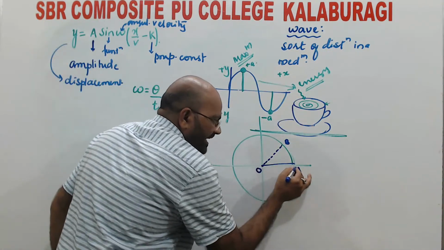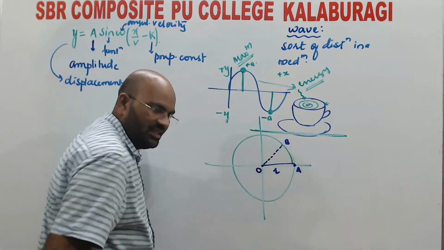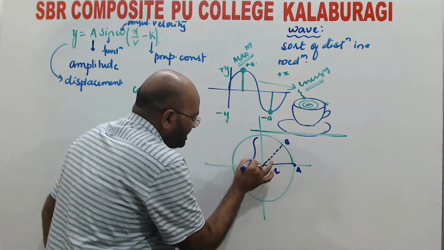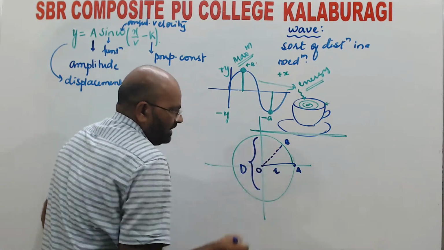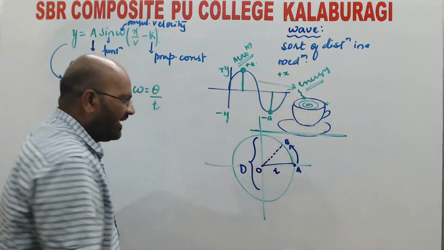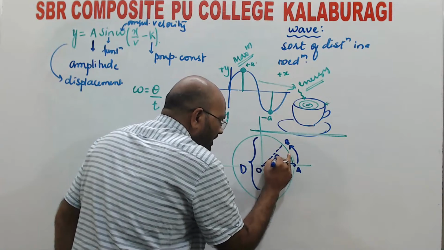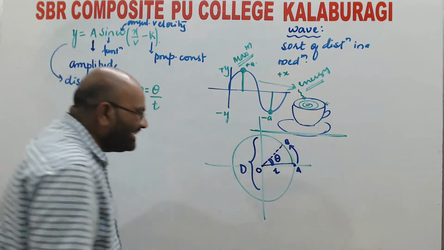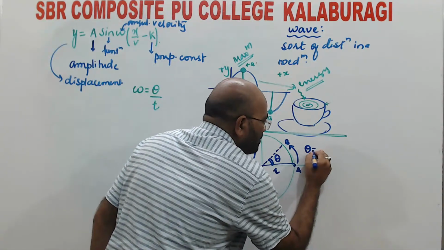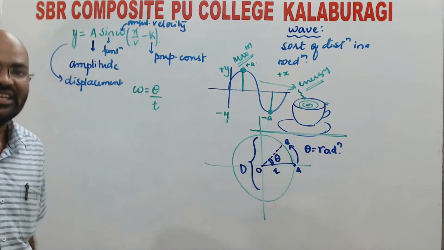The particle starts its journey from the point A. This is what we call a radius. This is also a radius. And this completely is what we call a diameter. Therefore, as the particle covers a certain distance, this part is called angular distance. This is called angular displacement. Angular displacement is always measured in radians.